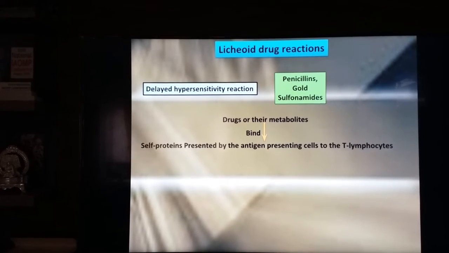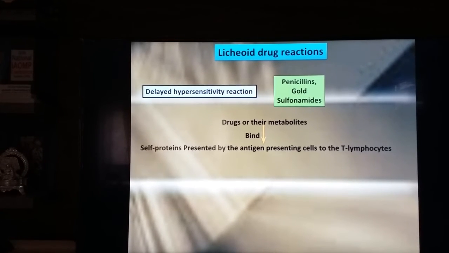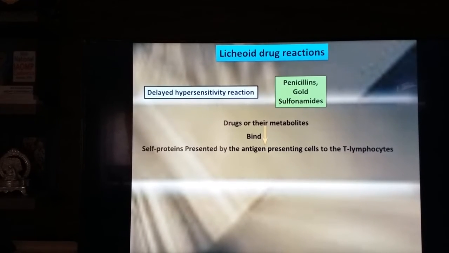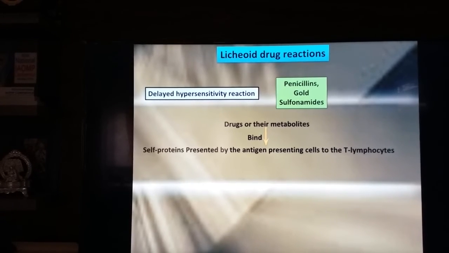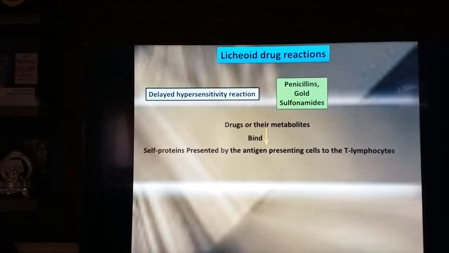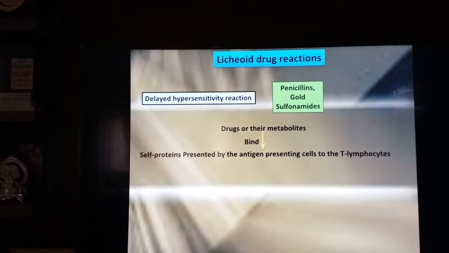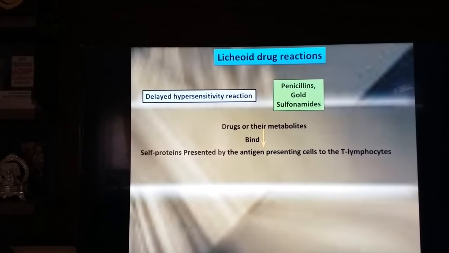Well, there's another situation which can be called lichenoid drug reactions. Lichenoid drug reactions are associated with delayed hypersensitivity reactions to certain drugs or substances given to the patient. Sometimes penicillins, gold or sulfonamides can bring about such a delayed hypersensitivity reaction, or drugs or metabolites can be associated. Sometimes even the silver fillings that we used to do could bring about a lichenoid reaction, because of the presence of silver and mercury in the filling materials.